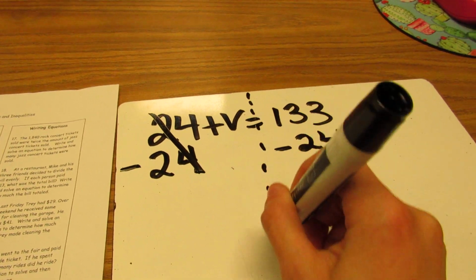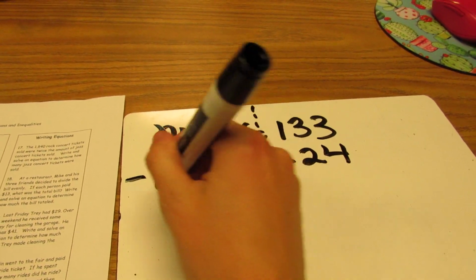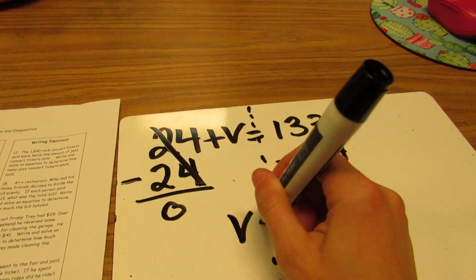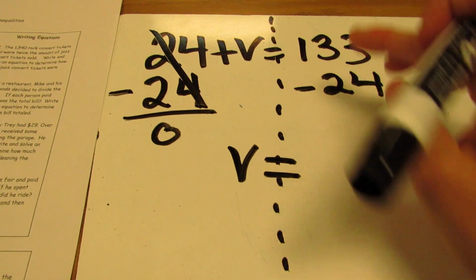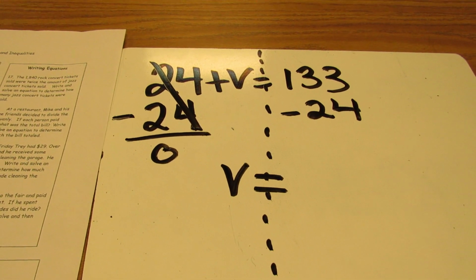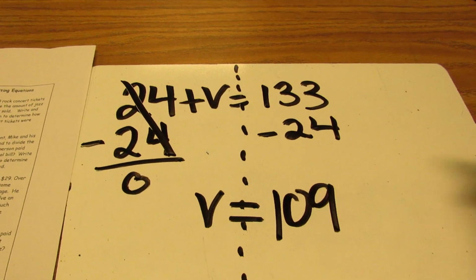Remember, this is like two bridge walls, that I do the same thing on both sides. Once I subtract, I'm left with 0 here, and I've isolated v, meaning I'm just left with v on the left side. So when I get 133 minus 24, Ms. D is going to cheat real quick for lack of time. I'm going to get 109.